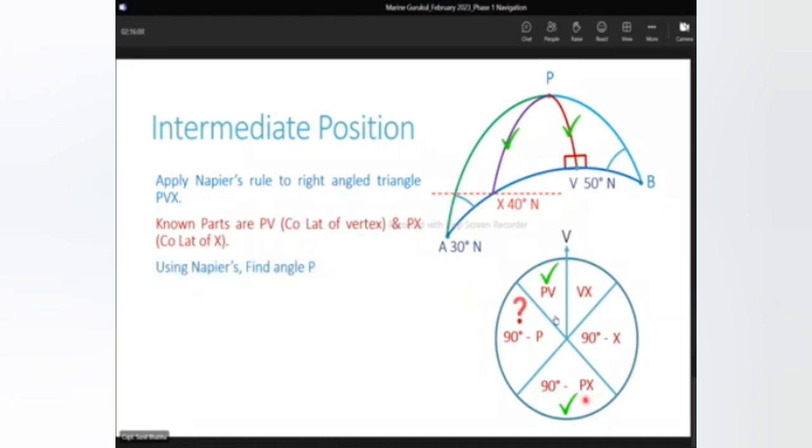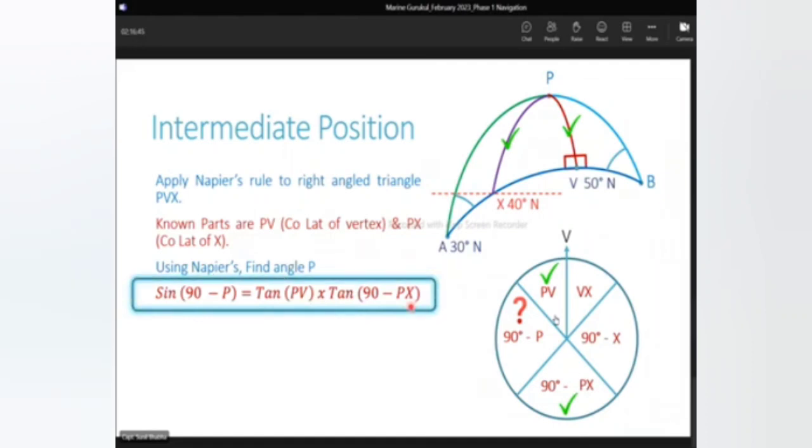Now using the Napier's rule, we find out angle P of this triangle. So you can see a question mark coming up here at angle P. Applying the Napier's rule, 90 minus P becomes the middle part. Papa Victor and 90 minus PX become adjacent parts. So Napier's rule gives the relationship: sine of middle part, 90 minus P, is equal to tangent adjacent part 1, tangent PV, into tangent adjacent part 2, 90 minus PX. Right hand side PV and PX are both known, so by putting these two values we can easily obtain the value of angle P.